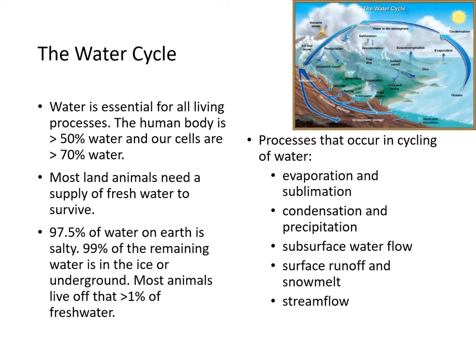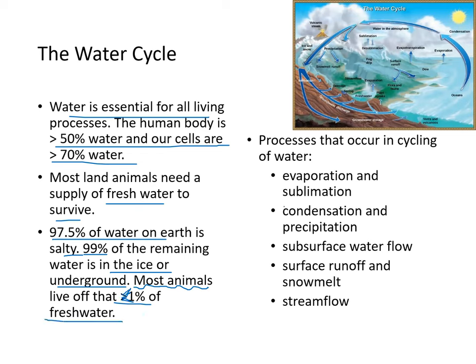We'll go through it pretty quickly, because I don't want to spend too much effort on this. So water is essential for all living processes. Greater than 50% of the human body is water, and our cells are actually 70% water. Most land animals need a supply of fresh water to survive. Like I said, 97.5% of water is salty, and 99% of the remaining 2.5%, the fresh water, is either in the ice or in the ground. So most animals live off less than 1% of fresh water.